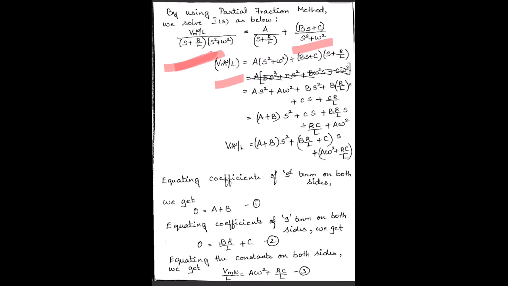Now take the terms of s squared, s term and constant term separately. Here A when multiplied inside gives A s squared plus A omega squared, and Bs plus C multiplied by s plus R by L gives B s squared plus B R by L into s plus C s plus C R by L. Now group the terms. Finally you will get A plus B for the s squared term, B R by L plus C for the s term, and A omega squared plus R by L C for the constant term.